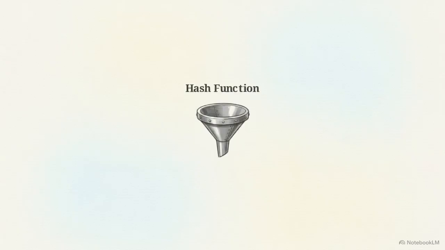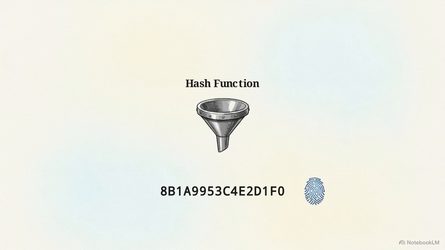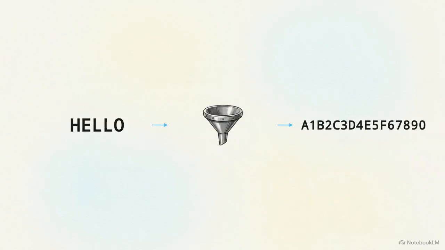Let's look at the underlying math. This diagram shows a hash function. It takes an input of any size, a single word or an entire textbook, and mathematically compresses it into a fixed-size string of characters. This output is a digital fingerprint, unique to the exact data provided. This process relies on the avalanche effect. We input the word HELLO in all caps and generate a specific fingerprint. If we change the capital O to a lowercase o, the resulting fingerprint completely scrambles. Even the smallest modification produces a wildly different output.